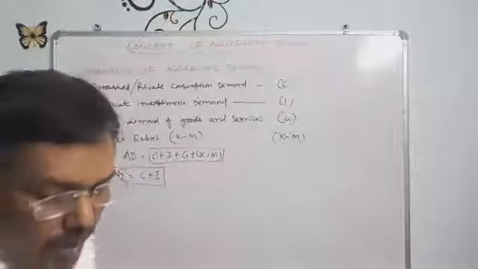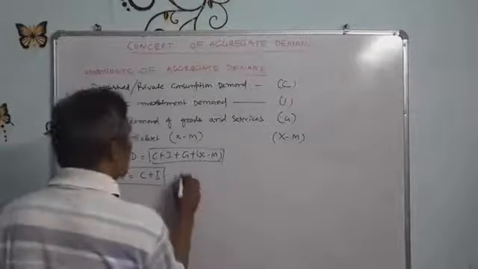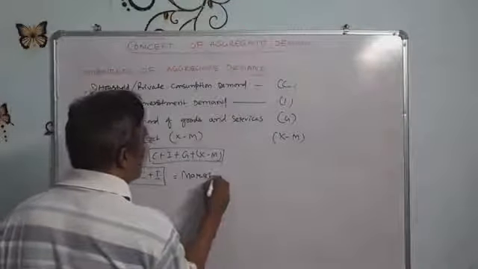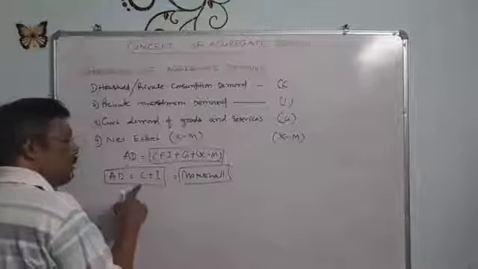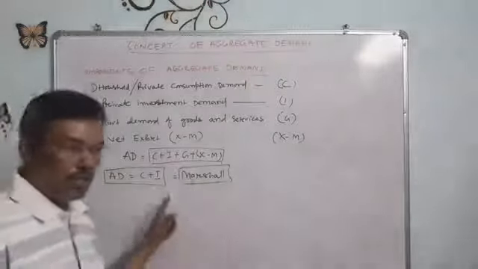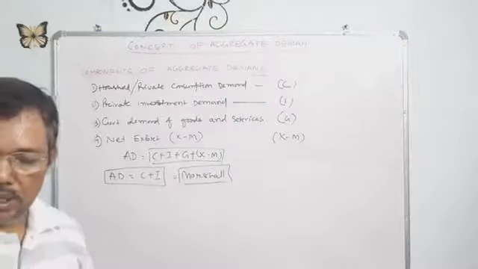So according to Marshall's analysis, in this chapter or unit we will discuss consumption and investment, total consumption plus total investment, that is called aggregate demand.